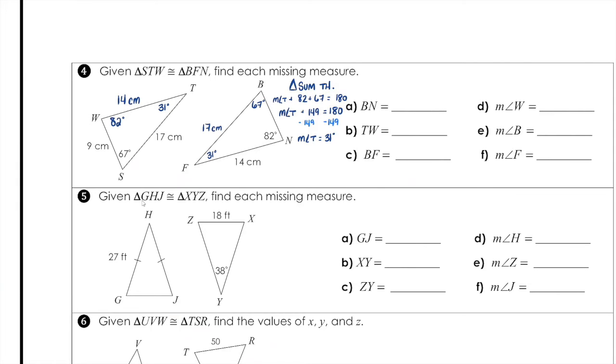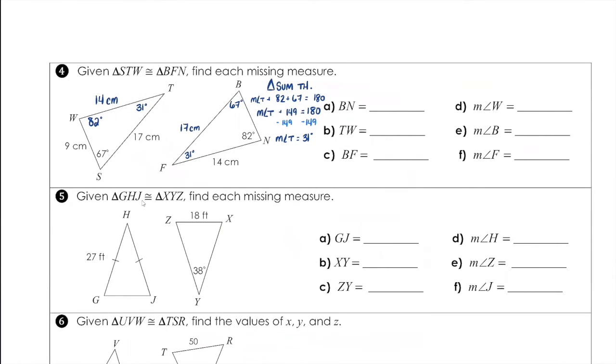What's the measure of BN? SW, which is 9. So we just did BN. It's 9 centimeters.